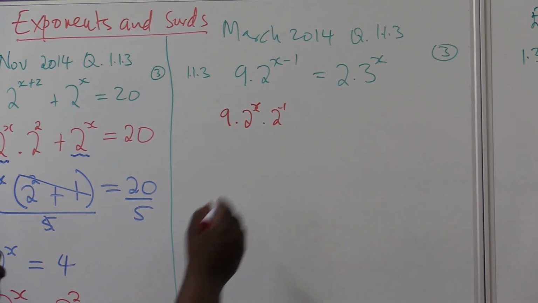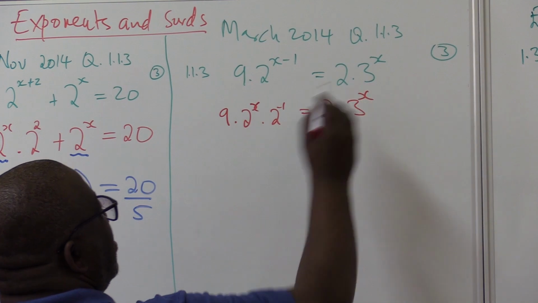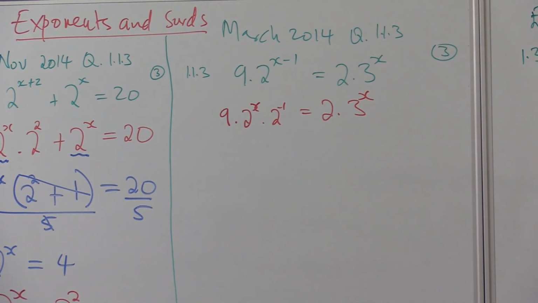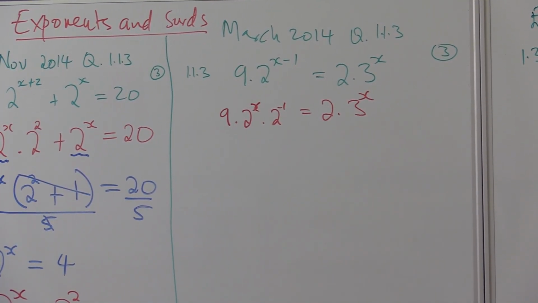This is equal to 2 times 3 to the power x. Okay. You know what our challenge is at the moment? We've got these x's on both sides. How do I clean it such that it goes to one position? There are so many options. Let's try and take the easier option.